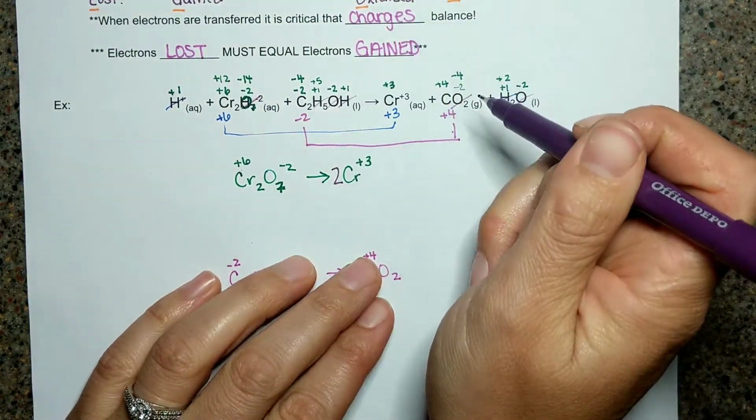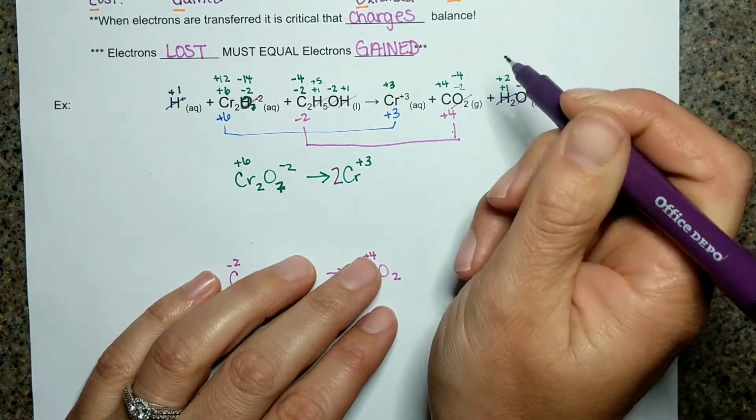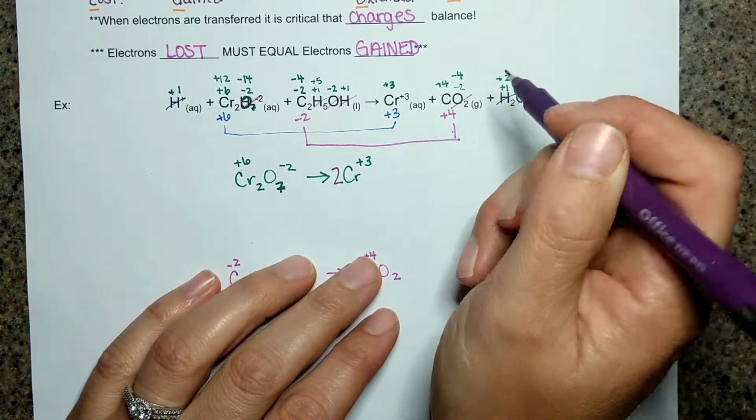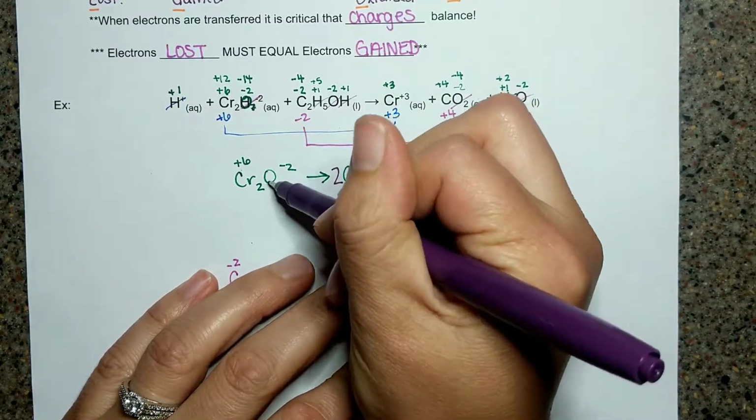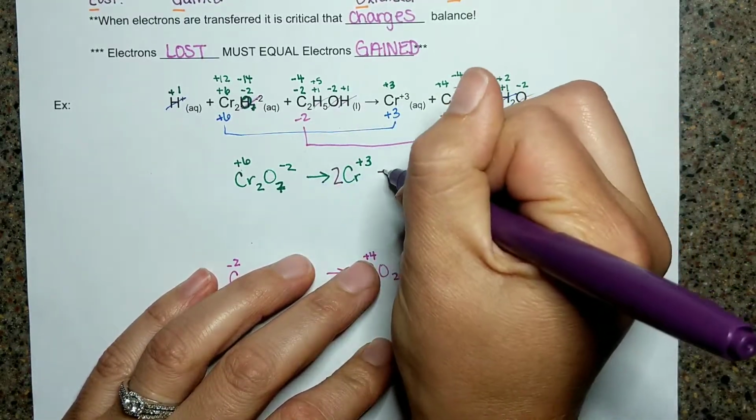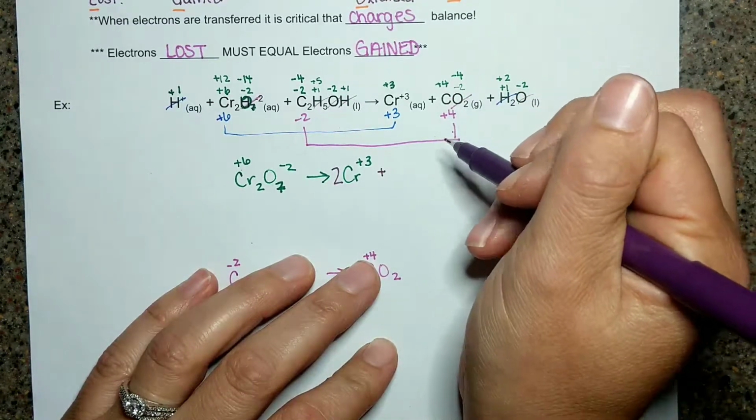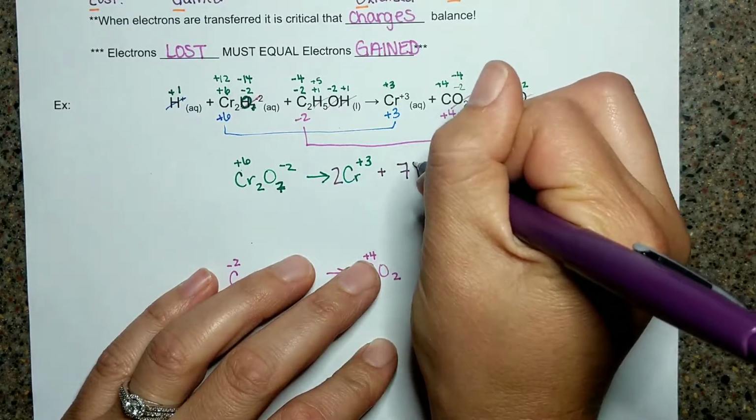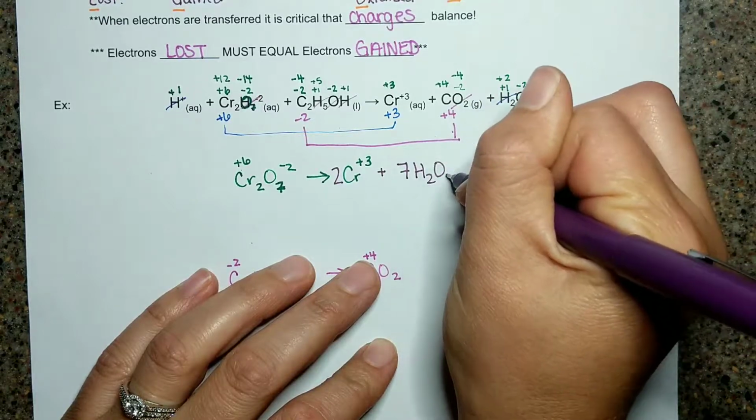After that, it says to balance the oxygens by adding water units to the side needing oxygen. So this side has 7 oxygen, this side doesn't have any. Every water molecule gives me 1 oxygen, so I need a total of 7 waters.